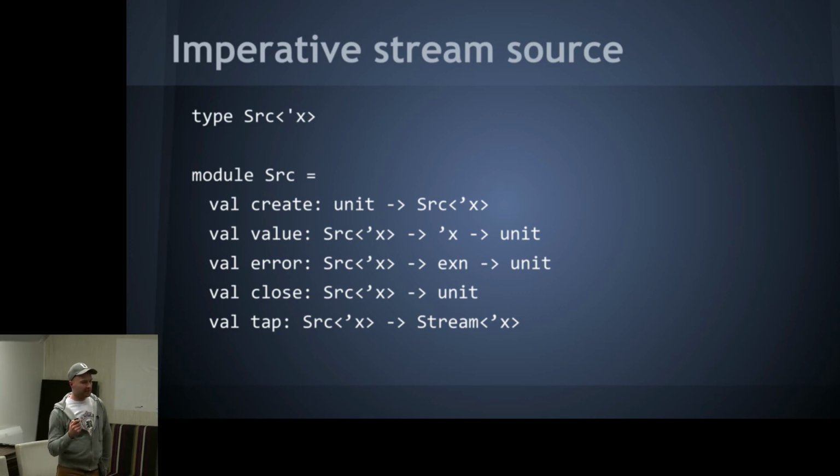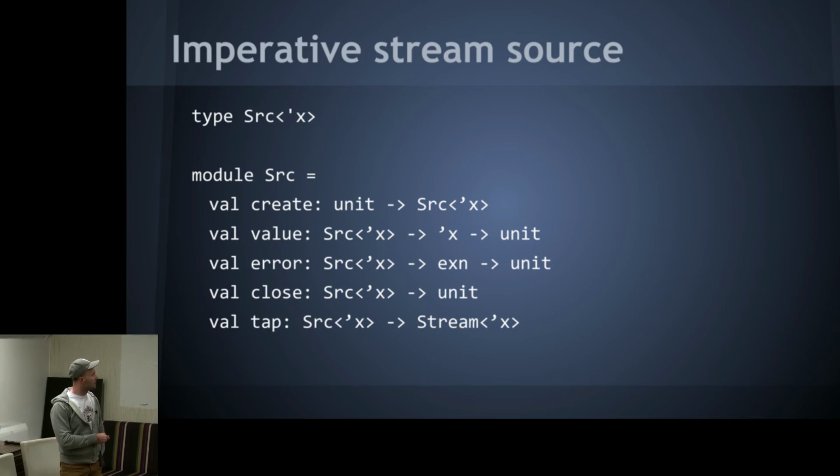So actually in the actual library, promises are a type which also has a subtype of promises which are like these write-once variables, which can be created and then written to afterwards, and they can also be used as promises. But using those, we can write an imperative stream source where we can create a new stream source, and then we can add values to the stream source, or signal an error, or close the stream source. And then we can also tap into the stream source, and we get a stream out of it. And that stream has all the values that we put into the stream through the value operation.